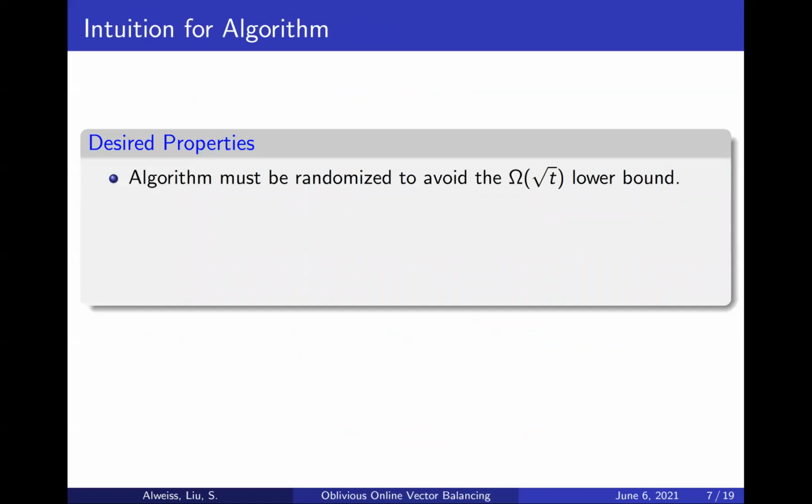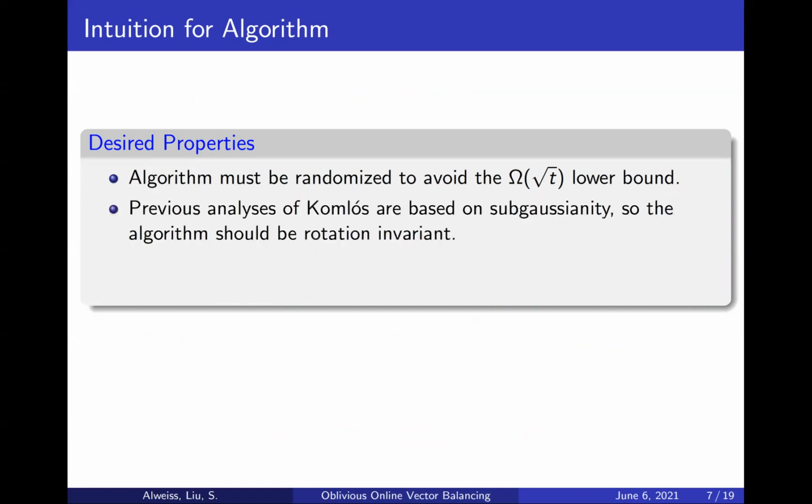So it turns out this lower bound, coming from your adversary simply assigning you an orthogonal vector, forces the algorithm to be randomized in order to avoid the square root t bound. So we'll be discussing randomized algorithms. Furthermore, previous analyses of the Komlós conjecture were all based on sub-Gaussianity. And so in particular, the algorithms are always rotationally invariant. And that's a property that's sort of natural to maintain.